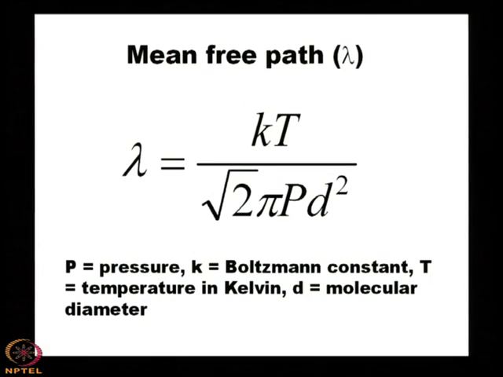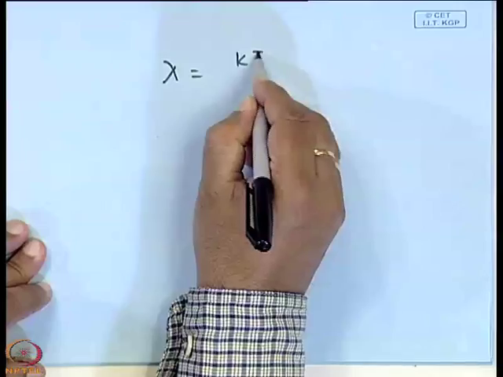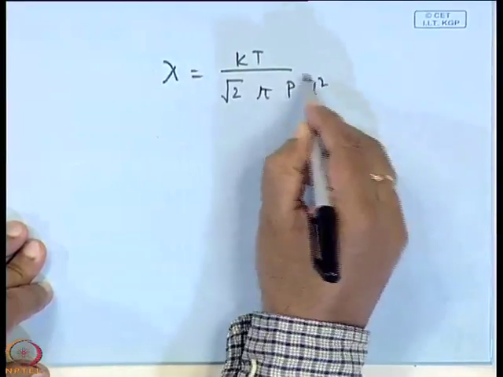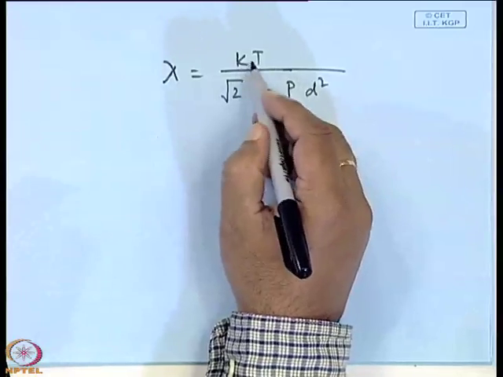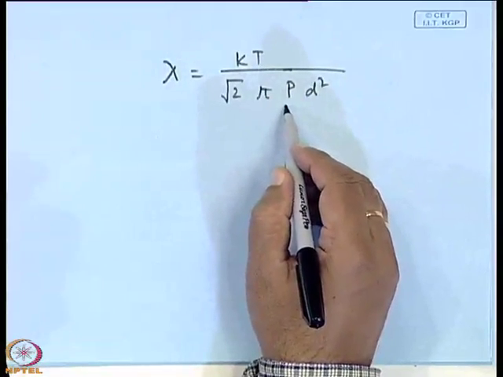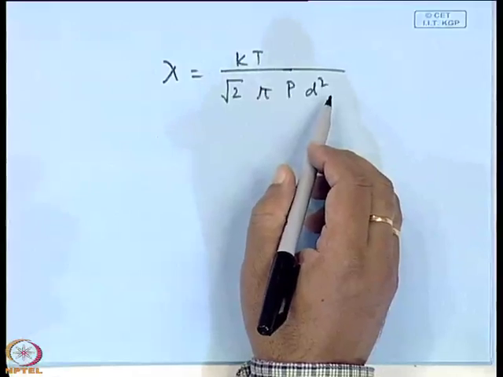So, that is very important, that the mean free path problem is very important. So far as the mean free path is concerned, lambda is the mean free path, it is given by k T by root 2 pi P d square. What is k? k is Boltzmann constant, T is the temperature in Kelvin, P is the pressure in Pascal, and d is the molecular diameter.